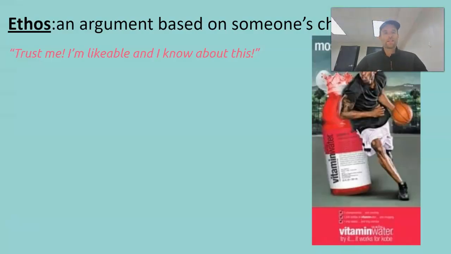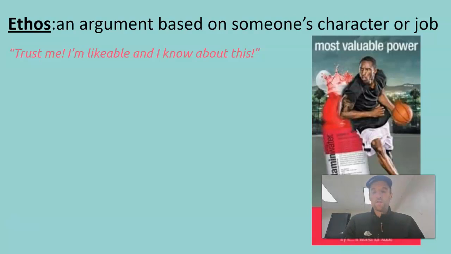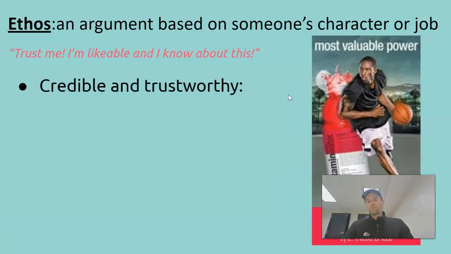So let's take a look at some examples and jot down a little more detail about these different appeals. Ethos, someone's character or job. So whenever a professional athlete is used, like in the example over here of vitamin water, typically that's an ethos argument. Sometimes it's just maybe an expert in a certain field. Oftentimes it's a celebrity or an athlete, and it's trying to get people to think, oh, I should trust this person. They know about this for whatever reason. So jot down a few of these things.